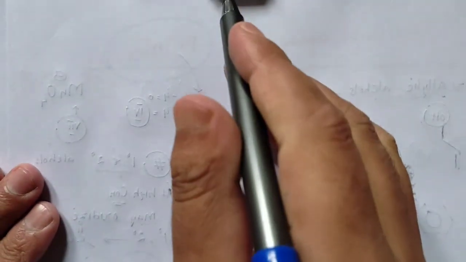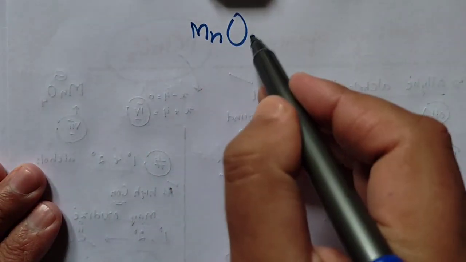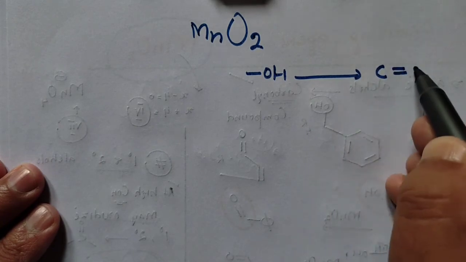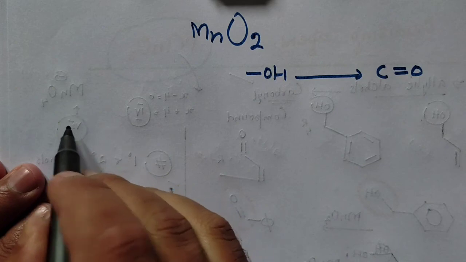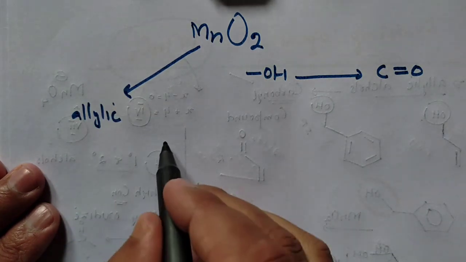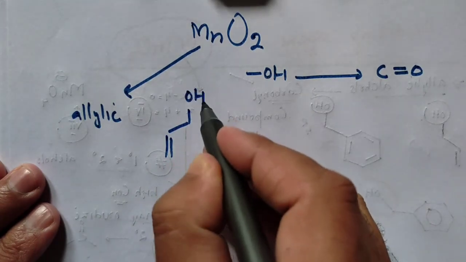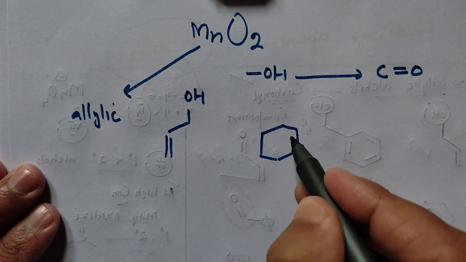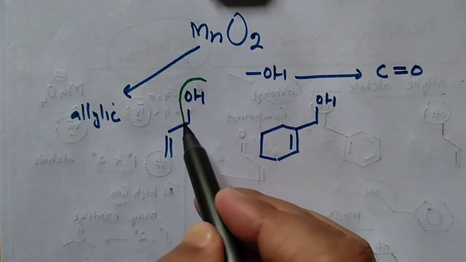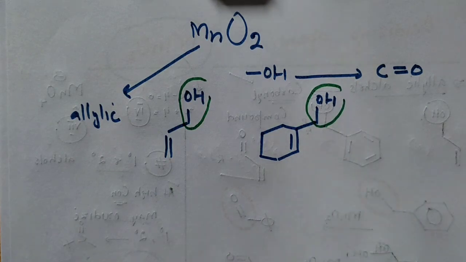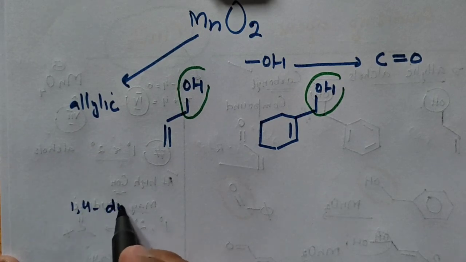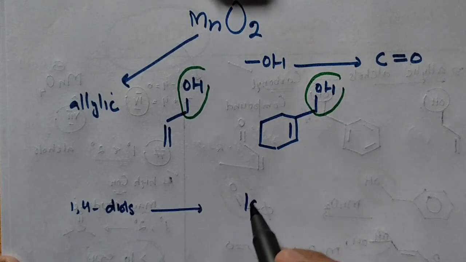MnO2 in general makes the oxidation of an OH group to a carbonyl group. Fine. But which OH group? This type, that is an allylic group. Allylic will be like this, or it can be in this form. In both cases, this CO carbon will get converted to CO, that's it. This is number one. Number two is 1,4-diols. It will convert these into lactones.